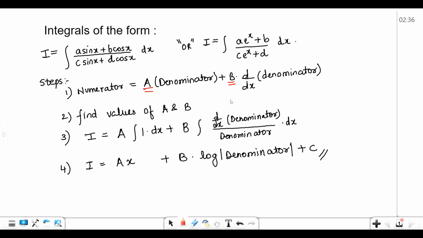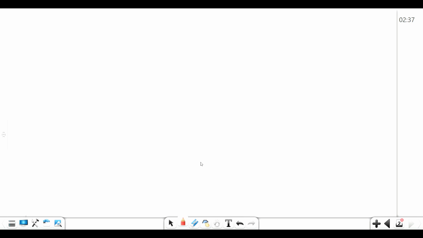Before going to that, just remember that in this form, in the denominator we shall have sine as well as cos, but it is not necessary that we shall always have sine and cos in the numerator. Sometimes it may happen that you come across only sine or only cos in the numerator.